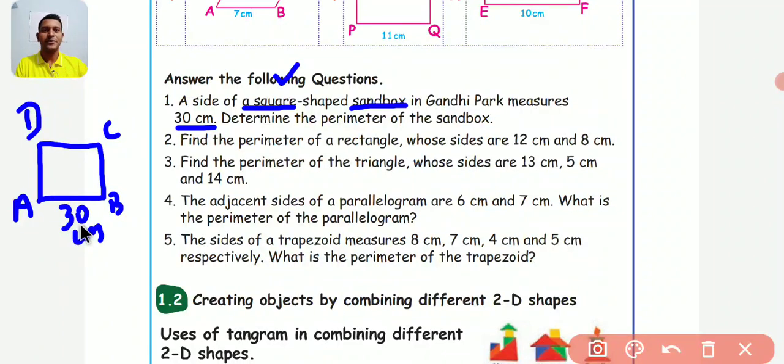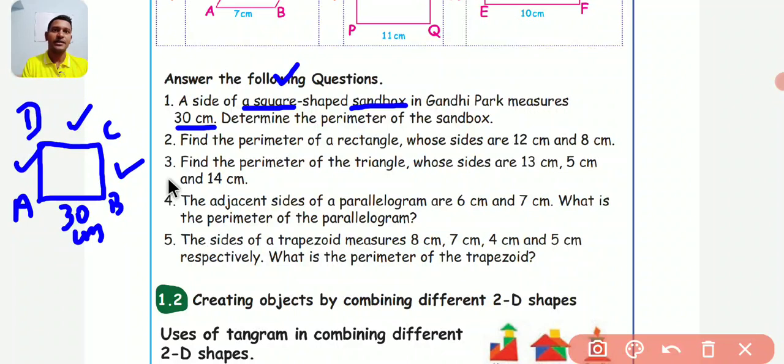This is a square shape, okay? So all the sides are what? 30 centimeter. This is also 30, this is also 30, this is also 30. Now how to find the perimeter? Sum of all the sides. If you add all the sides, you will find out the perimeter. We already saw that one, okay?